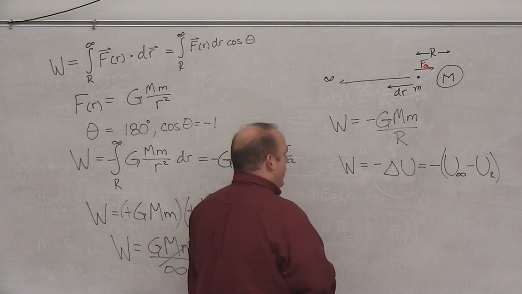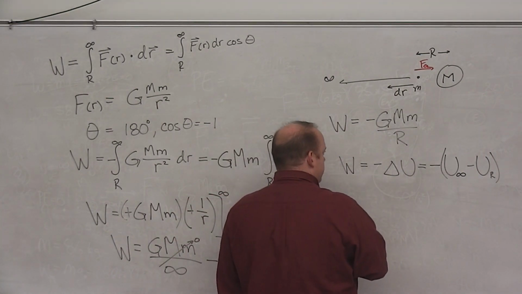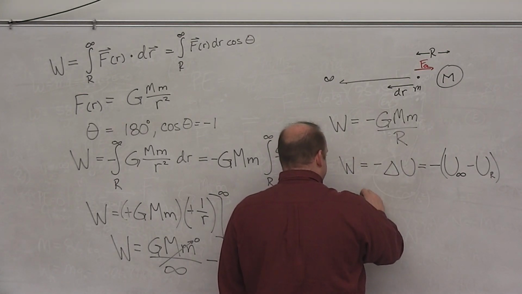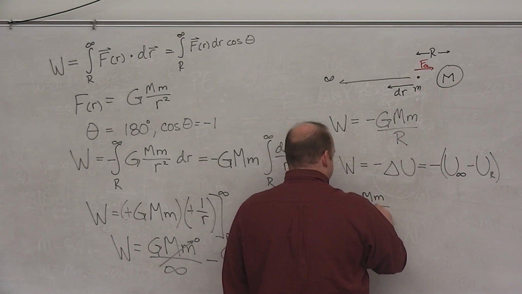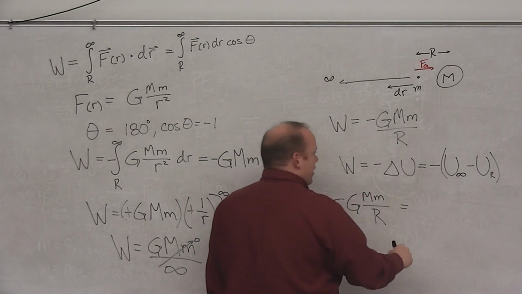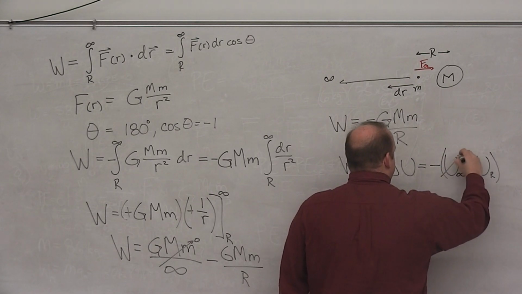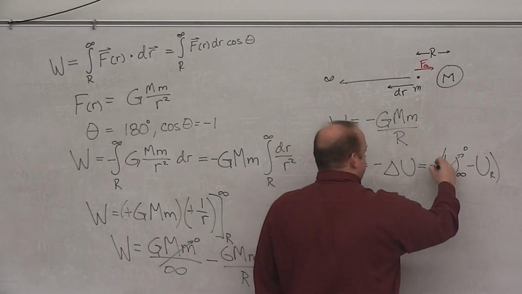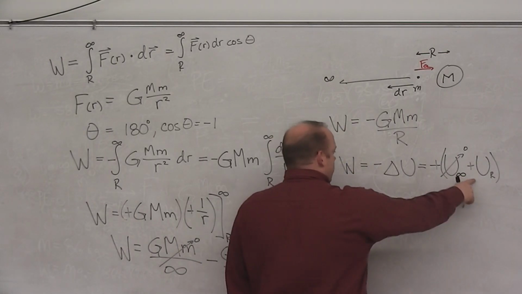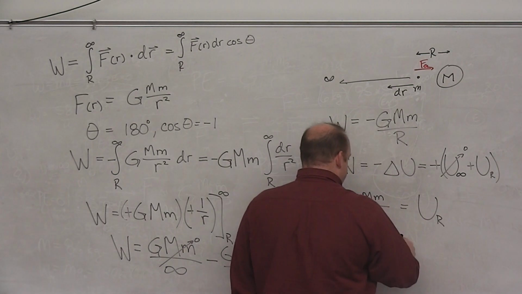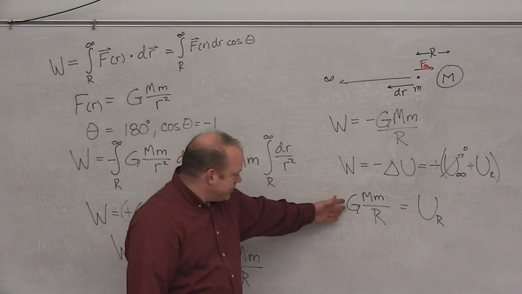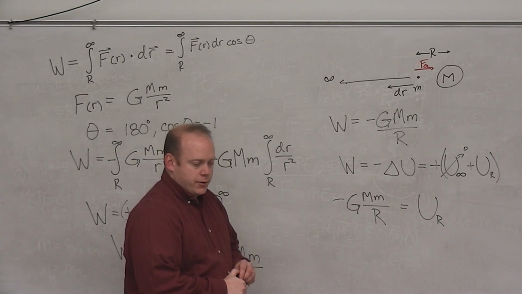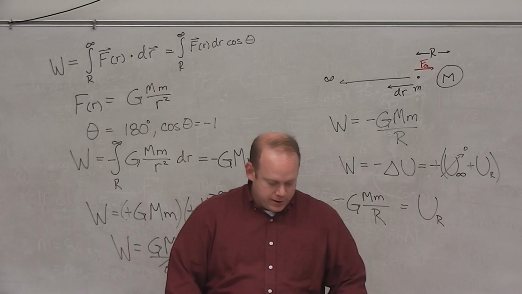Okay? So now I have negative, now I can flip these two. The work is negative big G, big M, little m, over big R, is equal to, okay, U at infinity, we said potential energy at infinity was 0. Negative, negative becomes positive, positive. Potential energy at R, and we just reverse it around. My potential energy at R is equal to negative G M m over R. So that's just a quick proof.